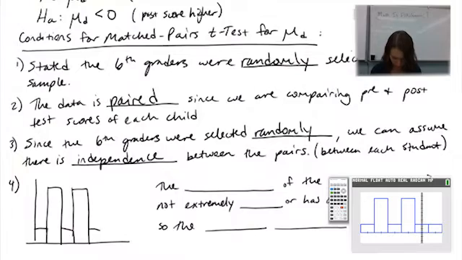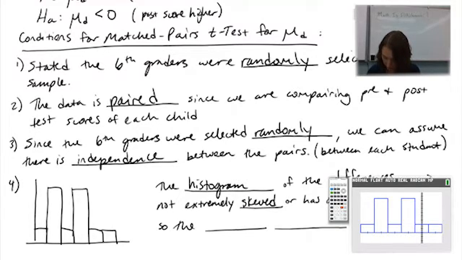And then 2 more of these. All right, so the histogram of the differences is not extremely skewed. It's pretty symmetric, and it doesn't have any obvious outliers. So the nearly normal condition is met. All right, so we've met our conditions. Now we can go through and do our test.